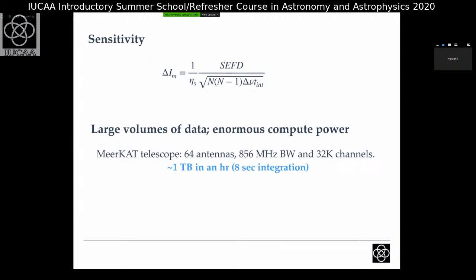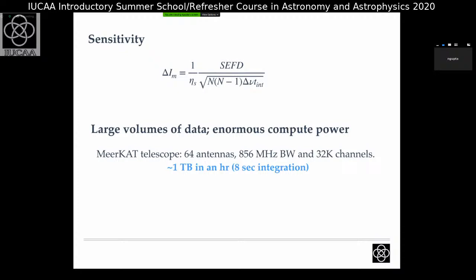So if we take, for example, the MeerKAT telescope, I'm giving the example of MeerKAT because it's now the most sensitive telescope at centimeter wavelengths. It has 64 antennas. It has 856 megahertz instantaneous bandwidth, that's huge, and it has 32K frequency channels. So each one of these produces a data point, or visibility, at an instant, and if I collect them every 8 seconds, then it produces 1 terabyte in an hour.